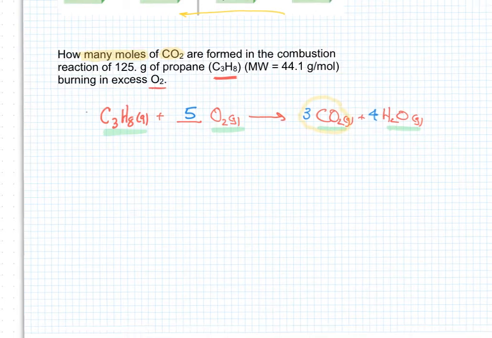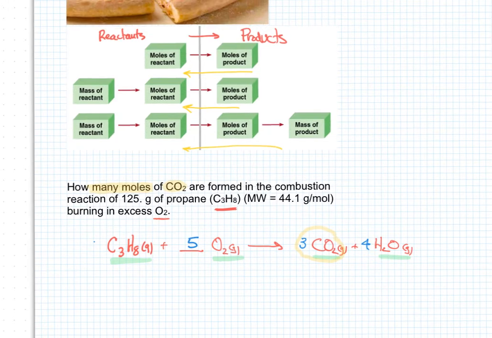So going back to our prior picture, that's this case or this case right here. We're trying to get to moles, not to mass. Are formed in the combustion reaction of 125 grams of propane. That is starting with mass. So it's actually the second case example that we're looking at here. We're starting with a mass of reactant and we're trying to get moles of product.